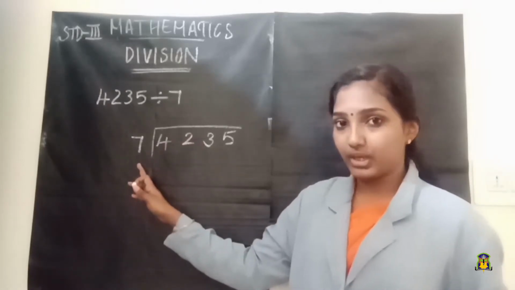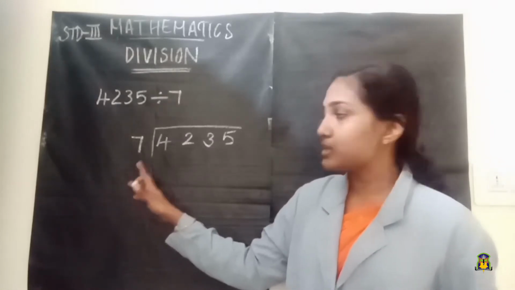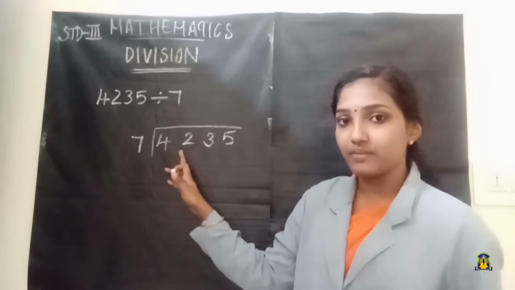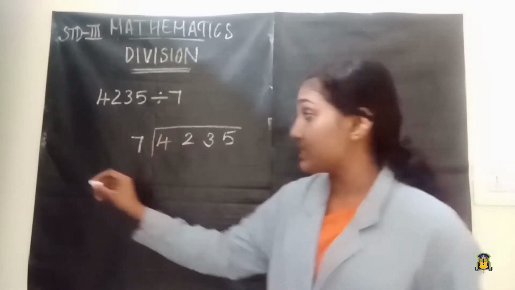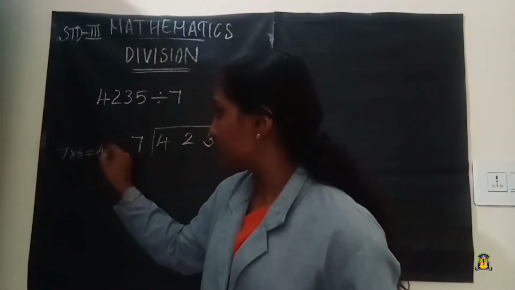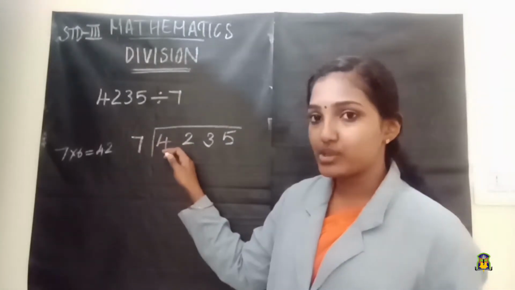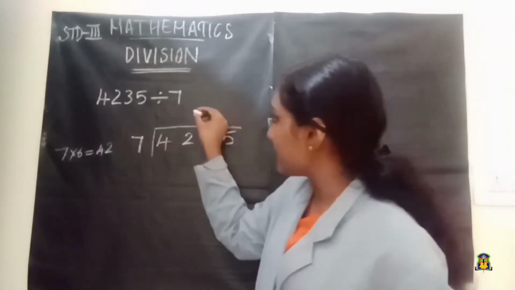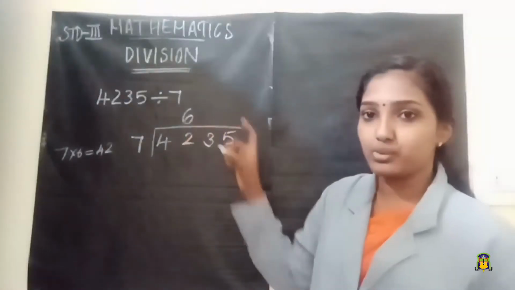So we can continue our division and check in the table of 7 how many times we will get 42. Very good. 7 into 6 gives 42, right? So in the table of 7 we can find 42 6 times. We will write 6 in the quotient place above 2.